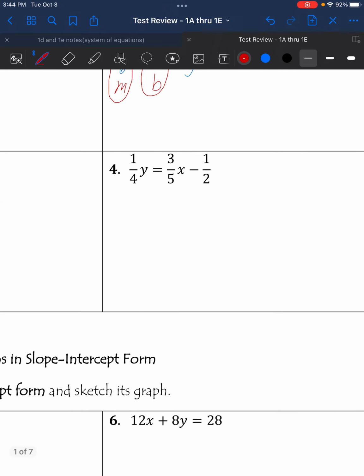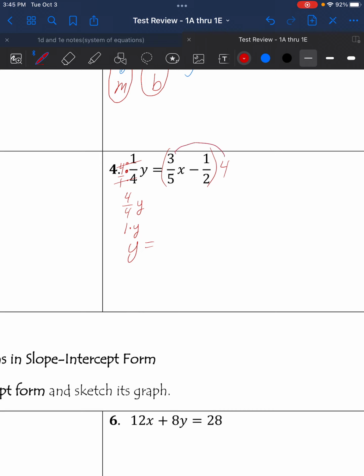All right, number 4. The y is almost by itself. I just have to multiply by the reciprocal, 4 over 1, which is 4. And remember, anytime you multiply or divide in an equation, you have to multiply or divide every term by whatever you're multiplying. So 4 times 1 is 4, and 1 times 4 is 4. And 4 divided by 4 is 1, and 1 times y is y. So ultimately they get crossed out, and it just becomes y.